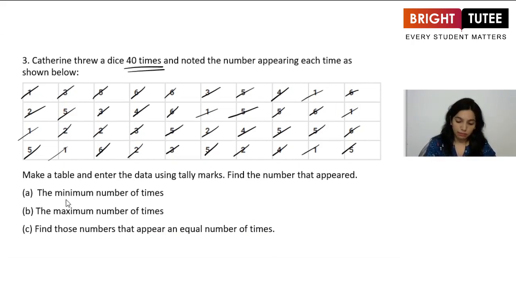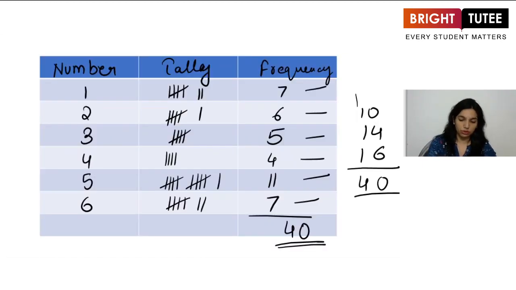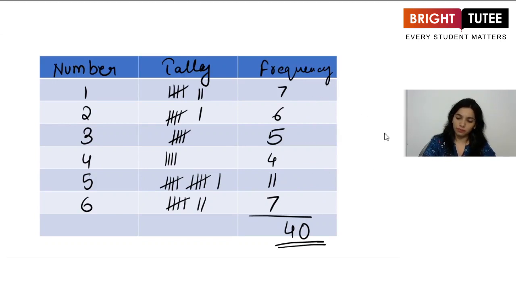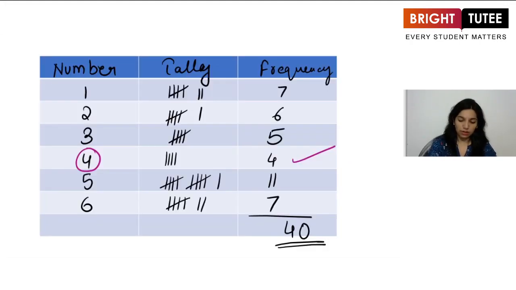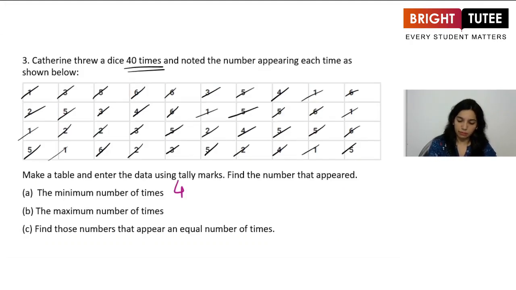Now it is saying the minimum number of times. What number is appearing minimum number of times? So look into the data. Which number in the frequency do you see is the smallest number? Clearly 4 is the smallest number. So 4 is coming least number of times. The maximum number of times is coming. What number? Clearly 11 is the biggest number. So 5 is the number that is coming the maximum number of times.